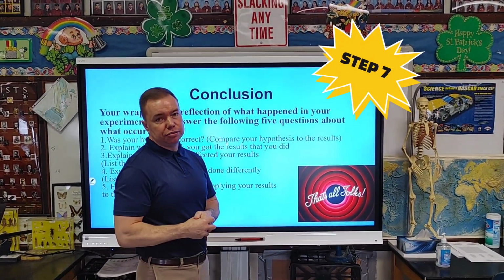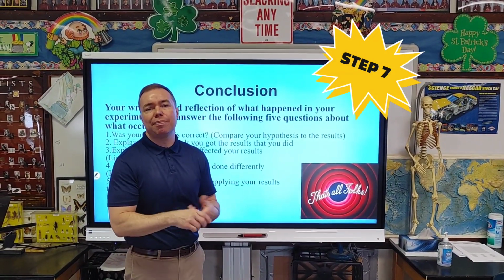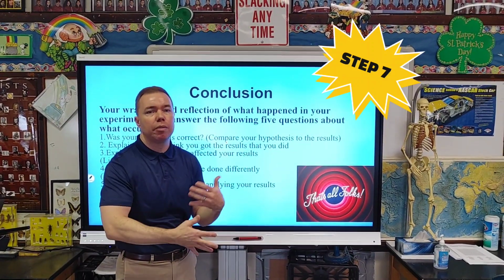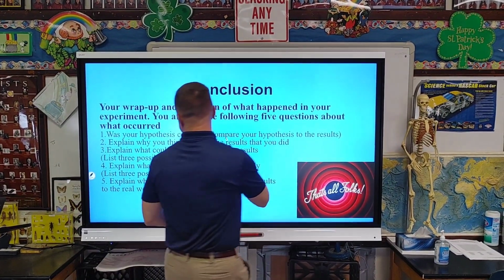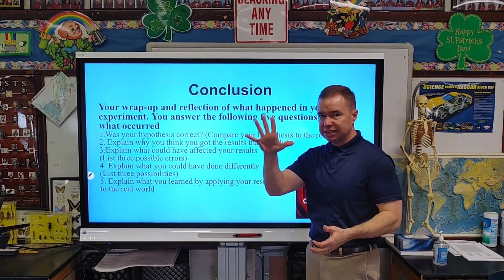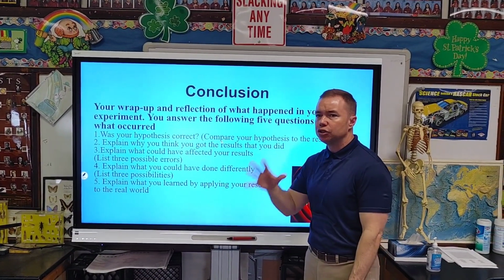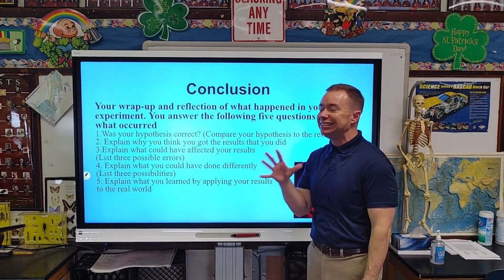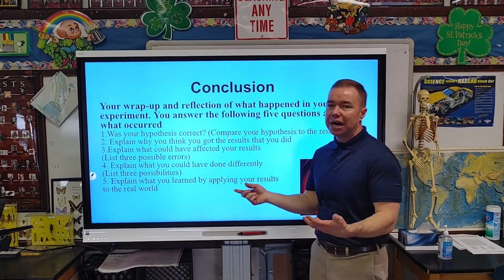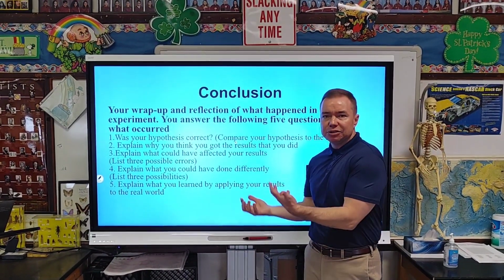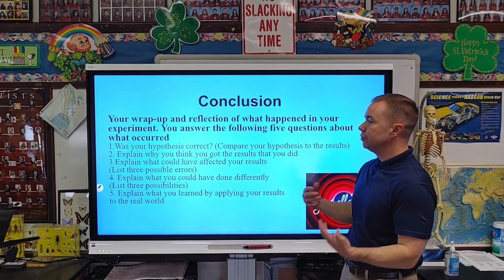Then we get to our conclusion. This is your wrap-up, your reflection. This is where you look at whether your hypothesis was right, what happened in the experiment, and what you would do differently next time. We have 5 questions that have to be answered. All 5. Not just 1, not just 2, but all 5 questions have to be answered in detail. Question number 1: was your hypothesis correct? You go back to your educated guess and see whether it was right or not. You compare your hypothesis to the results.